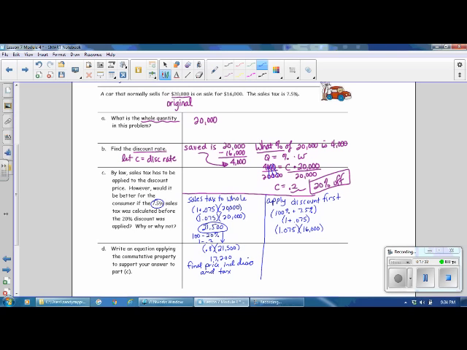So here you're paying tax on the discounted price. And that gives us a total of $17,200. And that is the final price, including the discount and the tax.